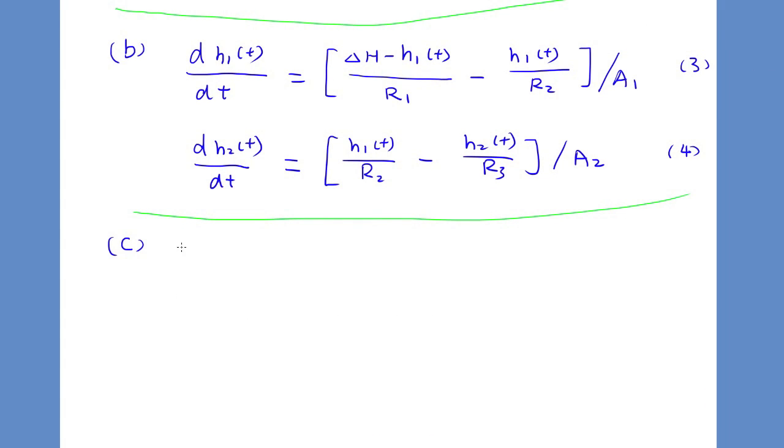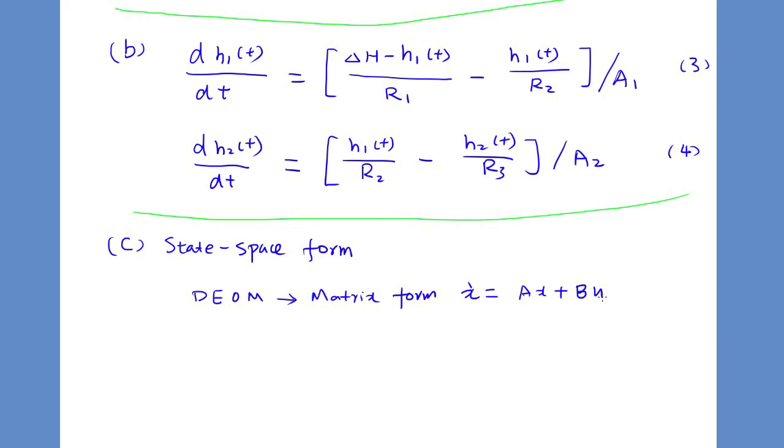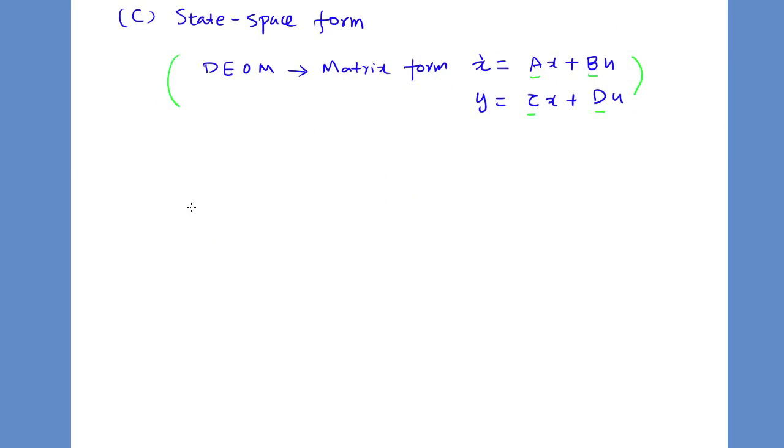So step C, you are asked to transform the differential equation models into state space form. It is matrix form characterized by A, B, C, and D, respectively. So here, the first equation is called state equation. Second equation is output equation.